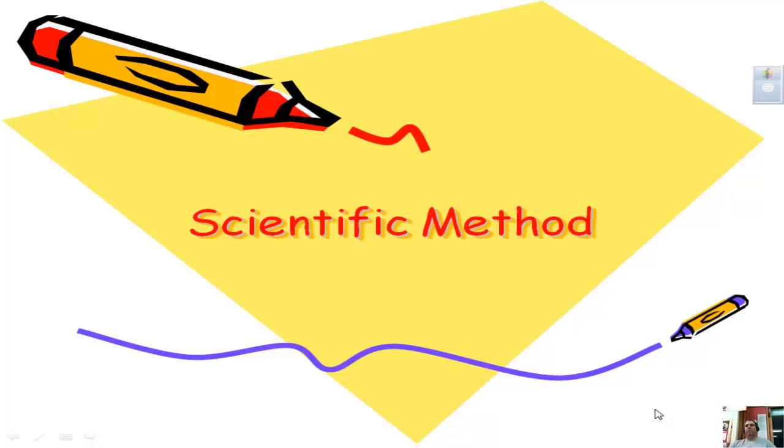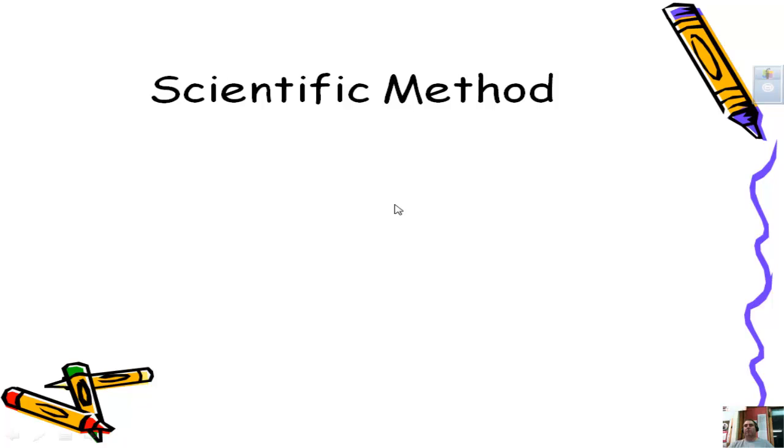All right, today we're going to start talking about the scientific method. You might remember that we talked a little bit about it when you were freshmen. But we're going to go ahead and review it, because it's something we're going to be using in chemistry and physics and any of the science classes that you end up taking.